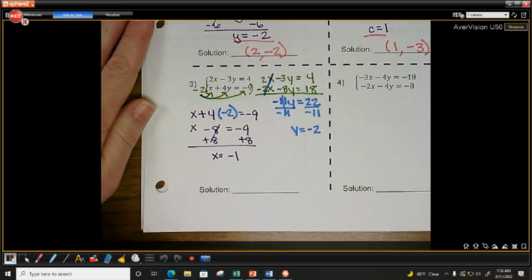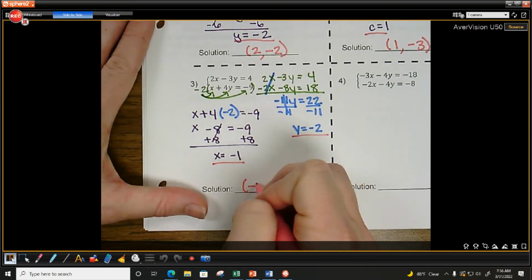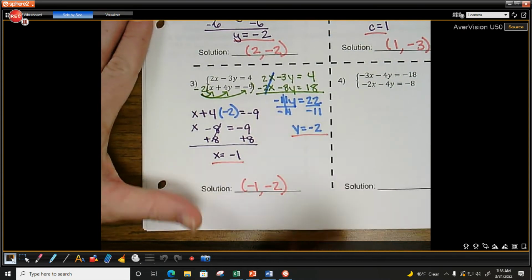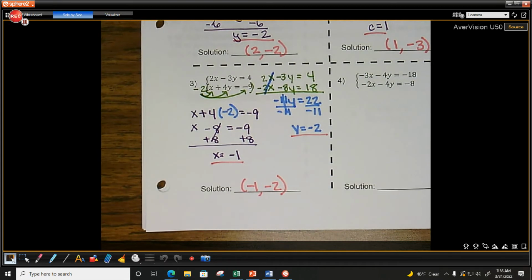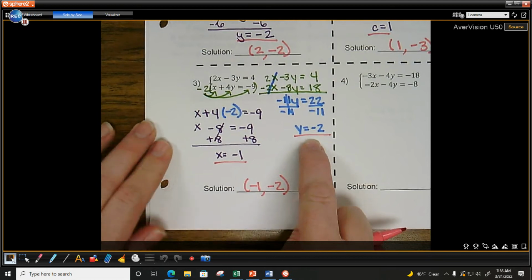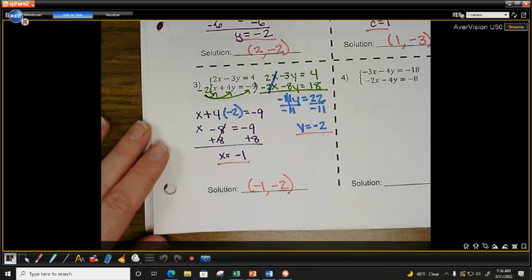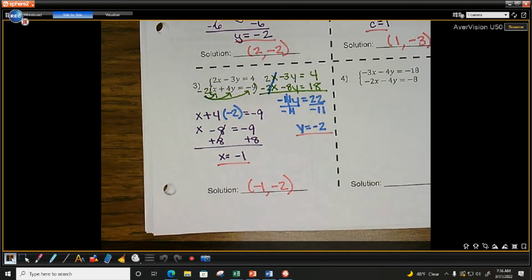Do I have my x value and my y value now? Here's x, here's y. Negative 1, negative 2. Make sure you write it in the correct order. Even though I found y first, I'm not going to write negative 2 comma negative 1 because I know ordered pairs are always x, y. So it doesn't matter which variable you find first, make sure your ordered pair, your solution, is written in x, y. And in the last one we had c and d, put it in alphabetical order.